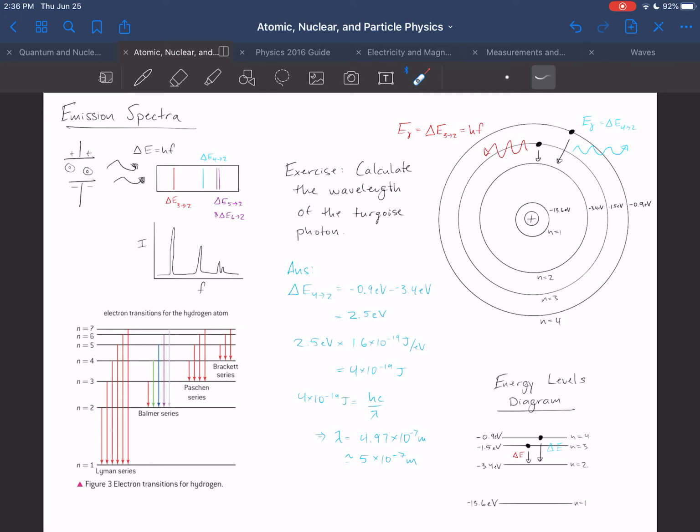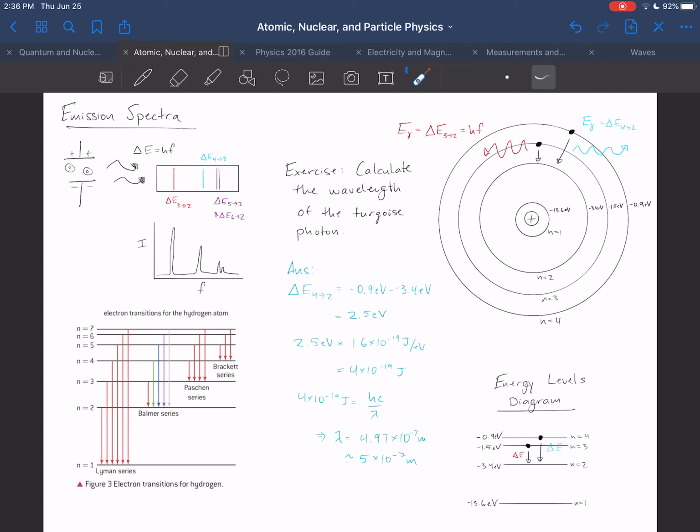The turquoise line, shown here in green for some strange reason, is going therefore to be the next line that we can see. And that'll correspond to the n equals 4 to n equals 2 transition. That is the transition between the 4th energy level and the 2nd energy level. That's shown here. All right?